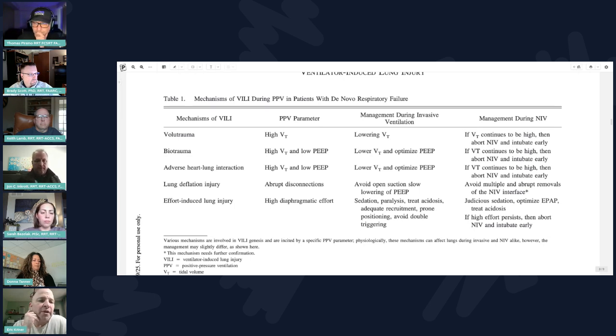Yeah, I think we never use a pressure control adaptive mode. We don't use it at all. It's never been used in my facility, and we won't use it.